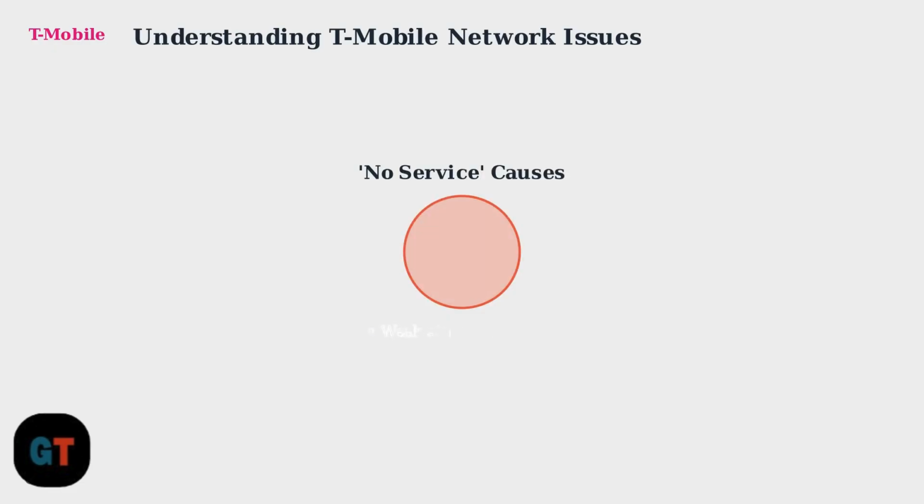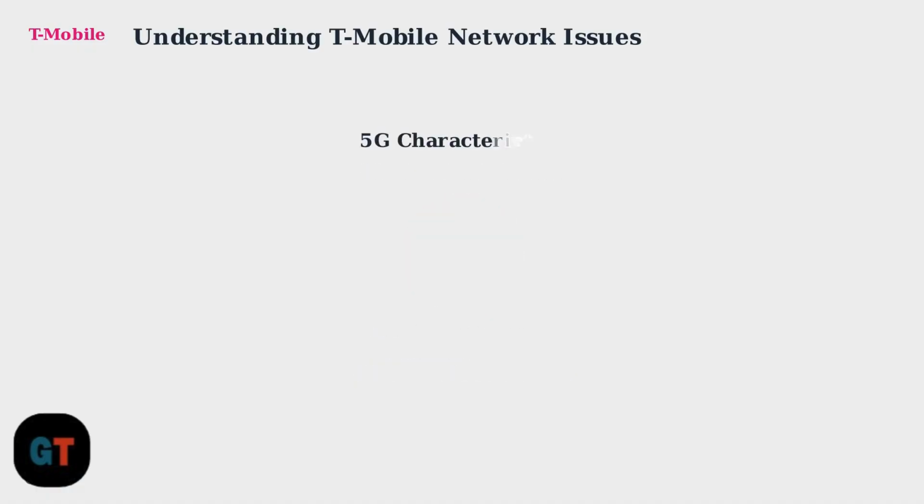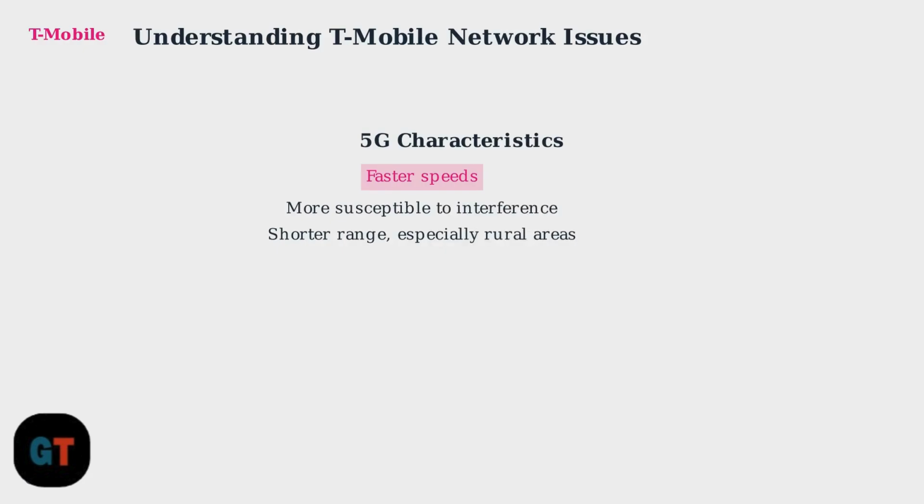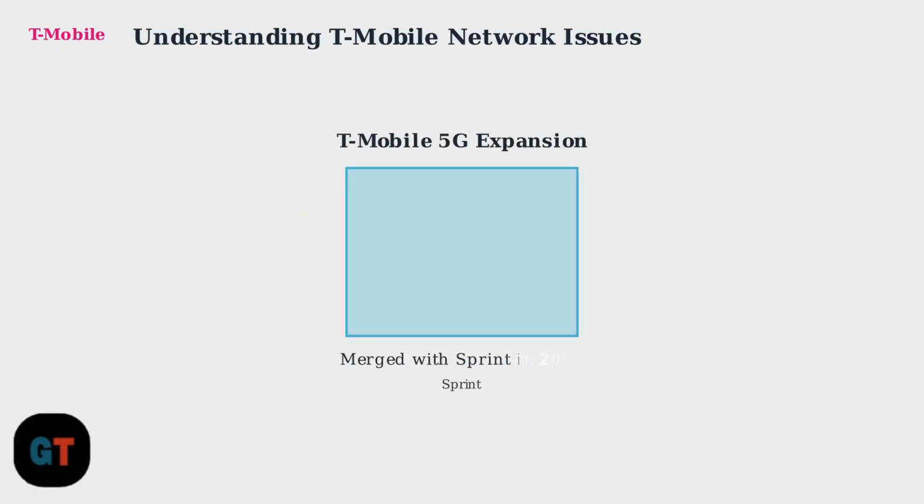No service generally means your phone can't connect to these bands due to weak signal, SIM card problems, or incorrect device settings. 5G, while faster, uses higher frequencies that can be more susceptible to interference and have shorter range, especially in rural areas. T-Mobile is rapidly expanding its 5G coverage after merging with Sprint, but occasional outages can still happen, especially in densely populated areas due to network congestion or equipment failures.